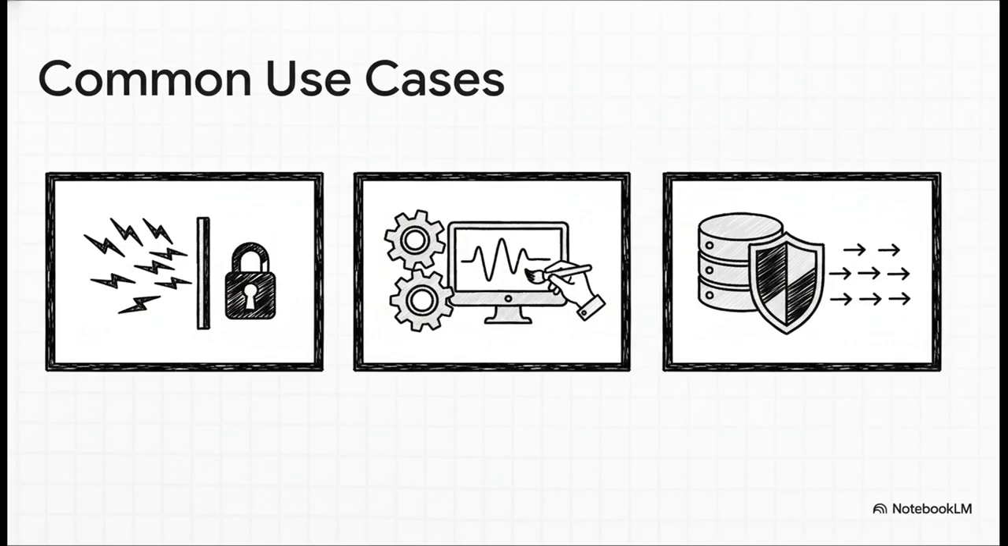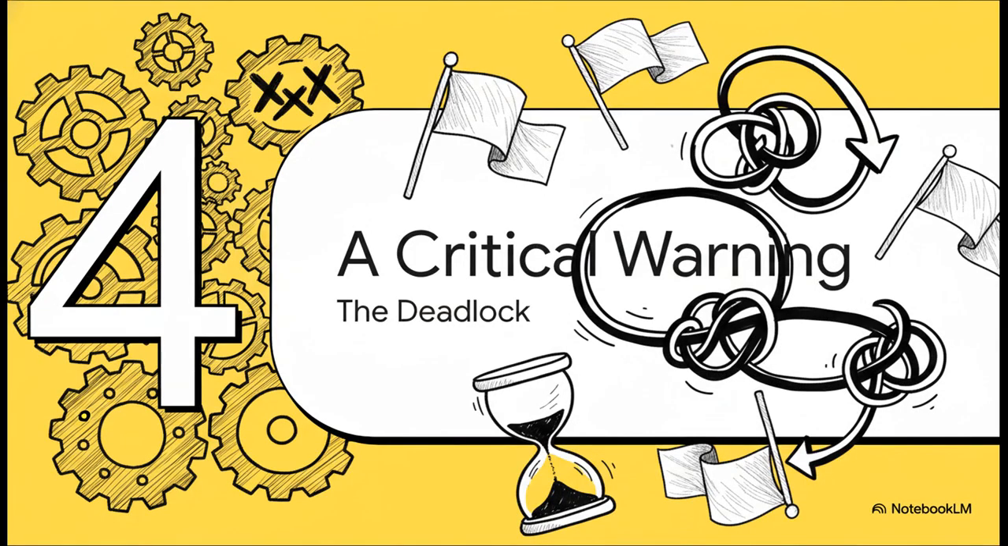And listen, this isn't just some abstract programming puzzle. It's incredibly practical. You can use it to limit how many big files your app tries to download at once so you don't crush the user's network, or you could use it to make sure a bunch of background tasks all finish up before you try to update the screen. It's all about controlling access. But, and this is a big but, with great power comes great responsibility.